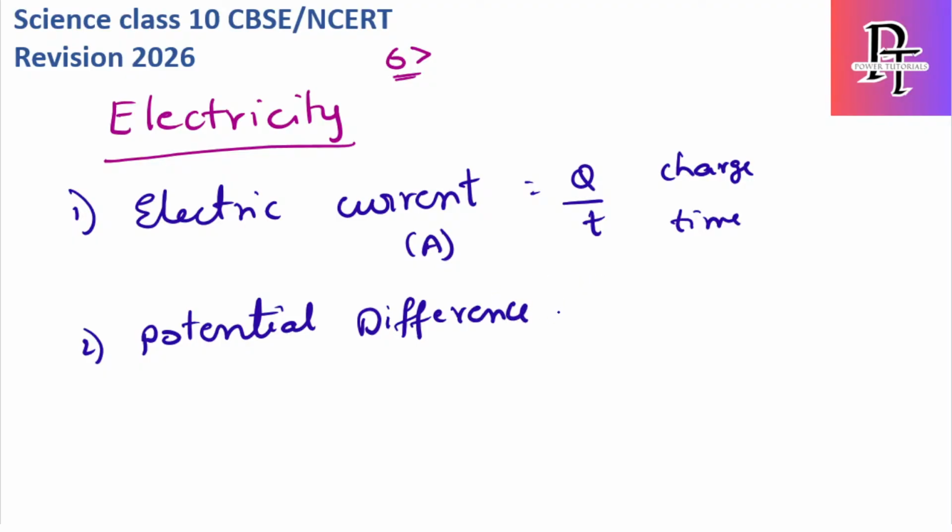Potential difference V is given as work done per unit charge. The work done to move a unit charge between 2 points is nothing but potential difference V, and the unit is volts. And repeating as audio: what is potential difference? It is the work done to move a unit charge between 2 points.